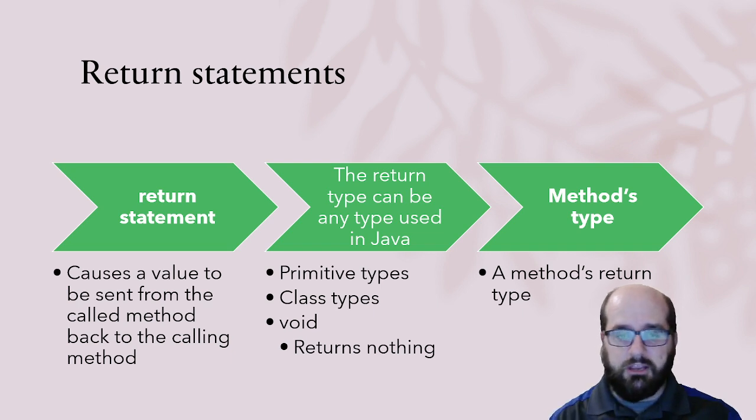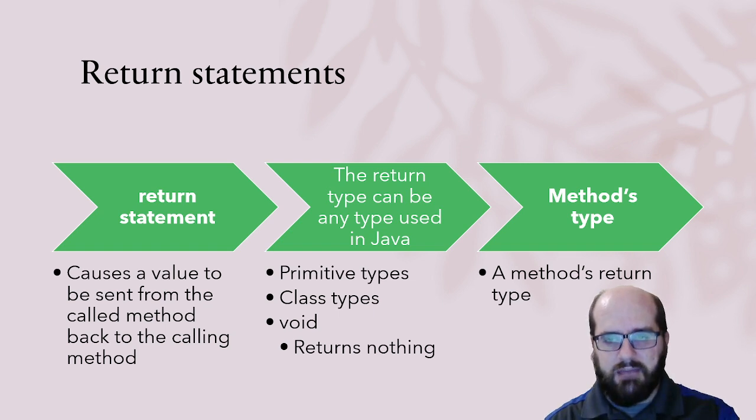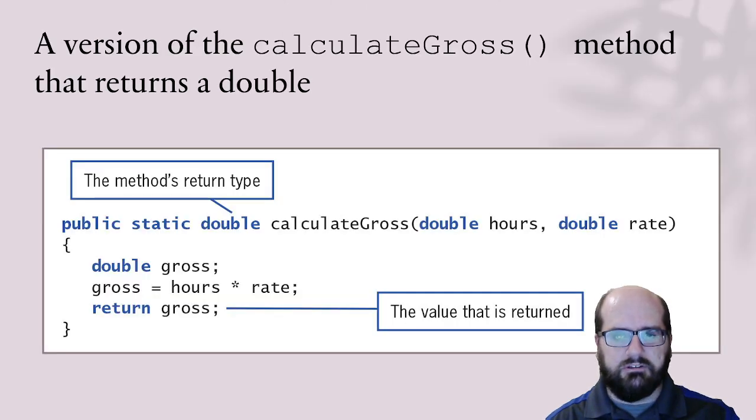The return type could be anything. It could be a primitive type or a type you've created. It could be a string, it could be an employee, it could be whatever you want it to be. If you say void in a return, it means it returns nothing. A method type is the method's return type. So an int method returns an int.